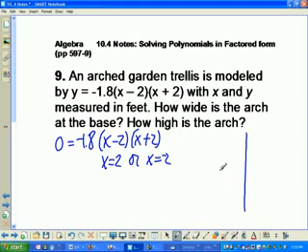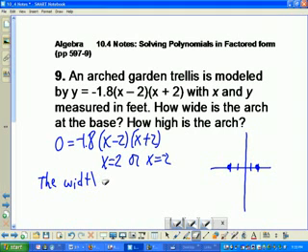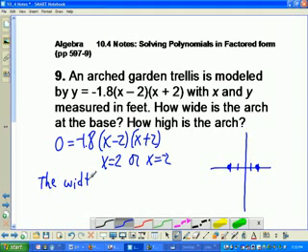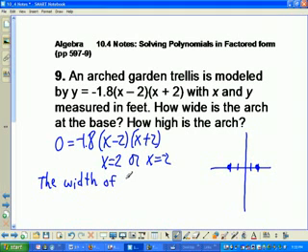So when I graph this, I know the graph is going to cross at negative 2 and positive 2. How far apart are those? Well, they're in feet. From negative 2 to positive 2, that's 4. So the width, remember, since it's a word problem, we always answer in a complete sentence, of the trellis is 4 feet.